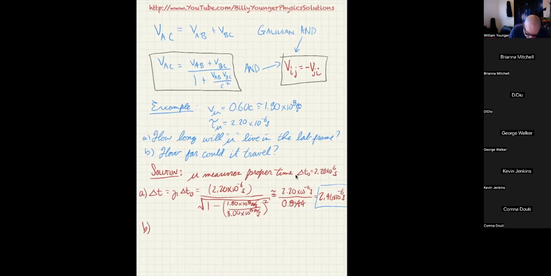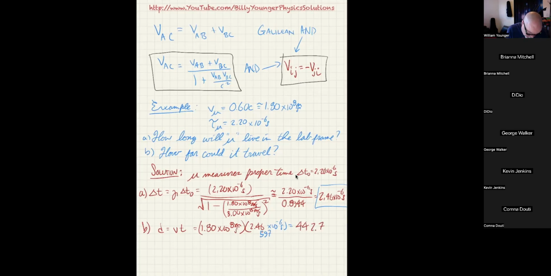For part B, the distance traveled, d, is equal to velocity times time. Well, that's going to be 1.80 times 10 to the 8th meters per second times the time, which would be 2.46. I'll carry one extra sig fig here. This is actually 2.459 times 10 to the negative 6 seconds. So I'm going to say this times 1.8 e to the 8th gives me 442.7.